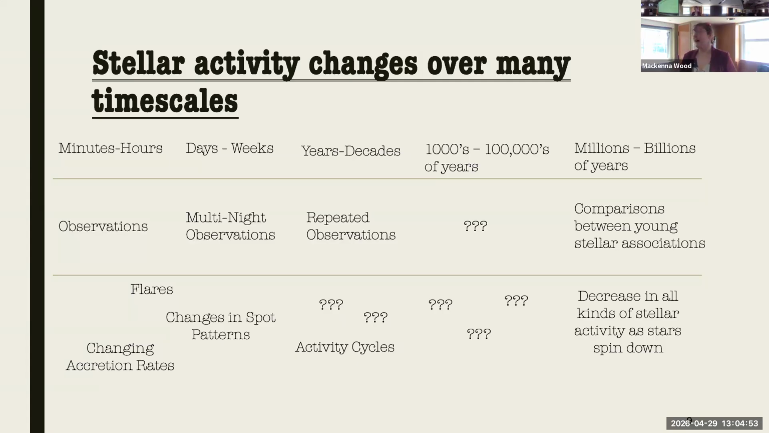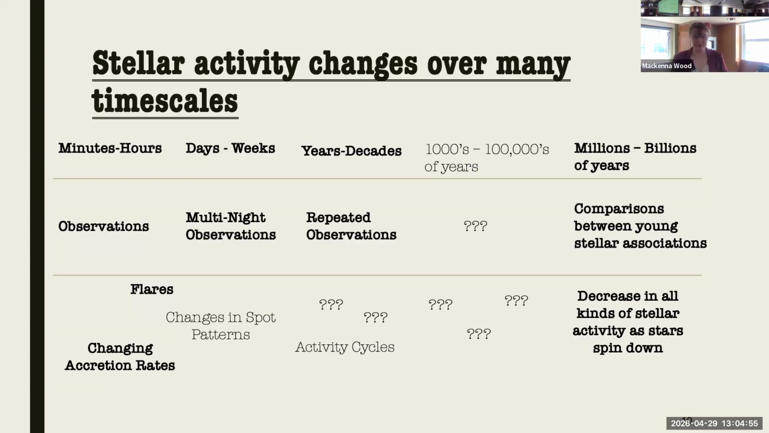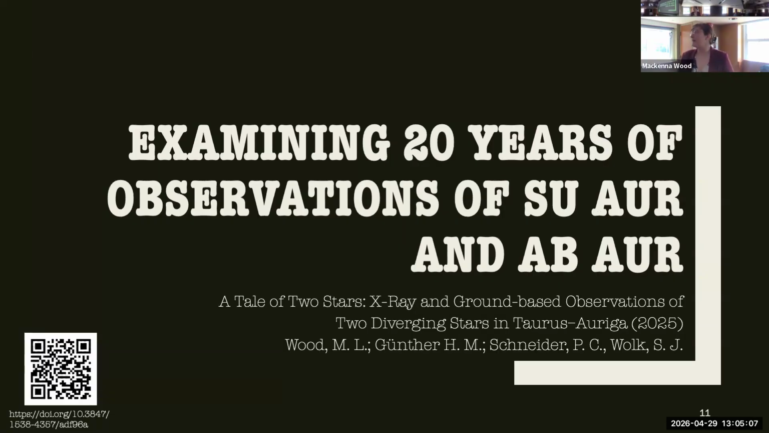But we can do a lot. We can observe a lot of things. And in particular, I am going to talk today about a set of observations on two very young stars, which hits 4 of these 5 age categories. So this is a paper on examining 20 years of observations on SU Auriga and AB Auriga.